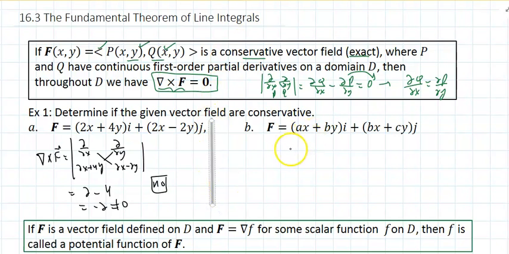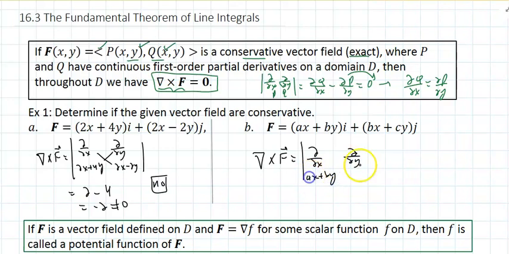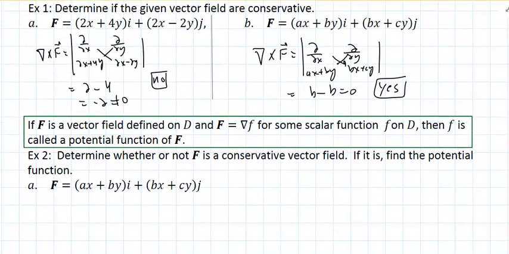And if I go for this, again, if I take del crossed with f, partial with respect to x, partial with respect to y, ax plus by, and bx plus cy, that would be the partial with respect to x, the partial with respect to y, that is 0, so yes. Now comes the fun part.